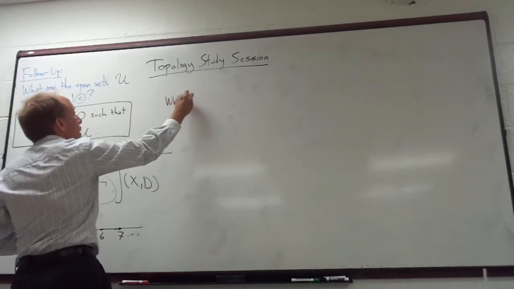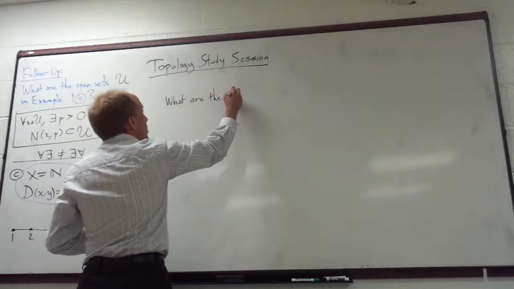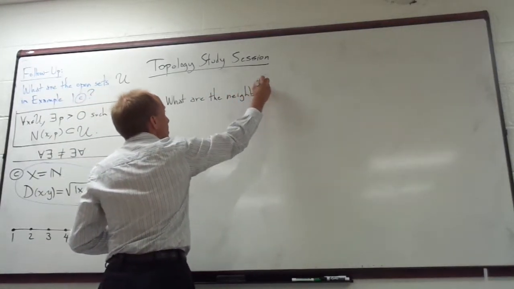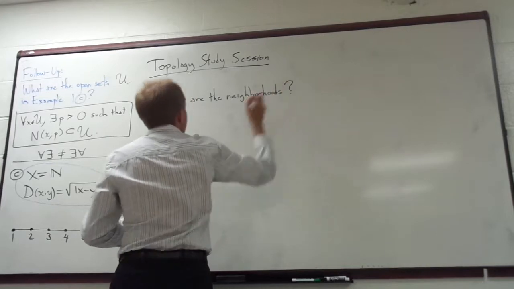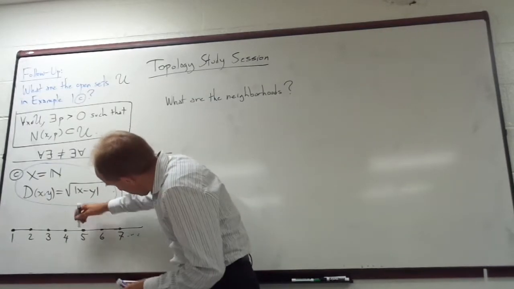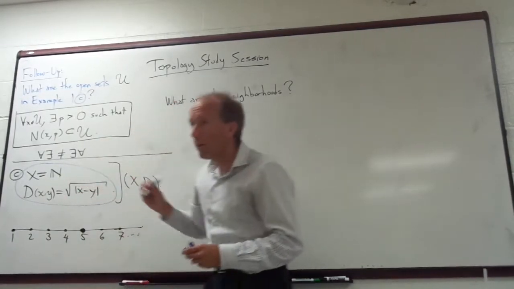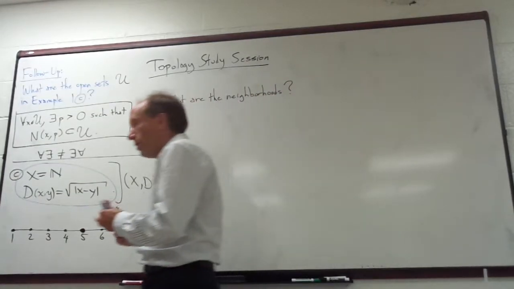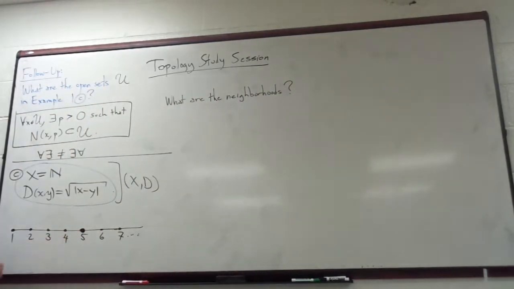So what are the neighborhoods? A neighborhood has to be centered around a point. So, I might take a point. Let's just take this point right here, 5. And think about what are the neighborhoods of 5? Of course, it depends on P, right? The neighborhood has some radius to it, and the P is telling me how close the other points in that neighborhood have to be to 5 to be in there, right?